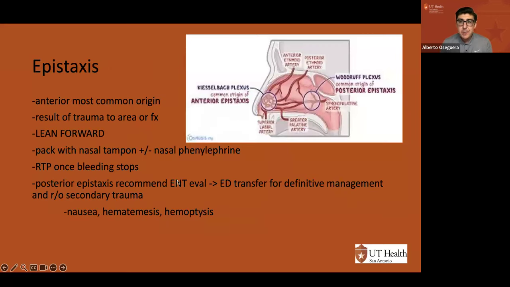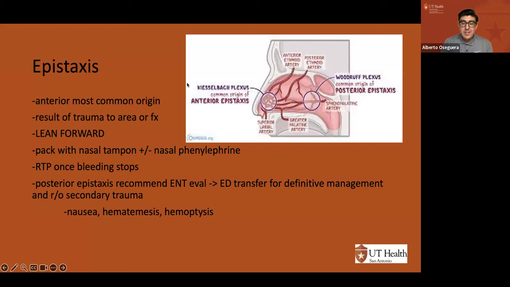All right. Nosebleeds, again, super common in sport. You have two different areas where that nosebleed could be arising from: the anterior or the posterior nose. The anterior is called the Kiesselbach plexus, and the posterior would be the Woodruff plexus.